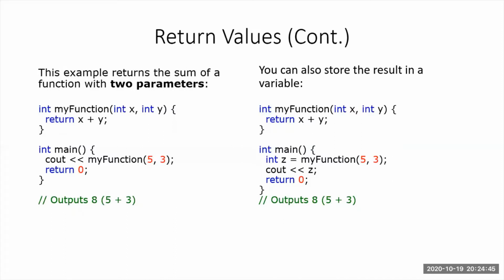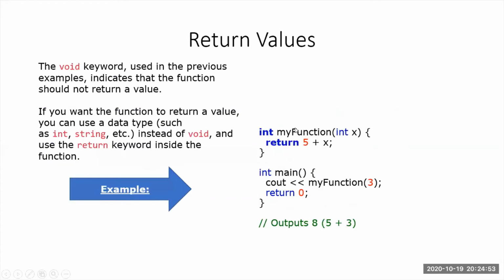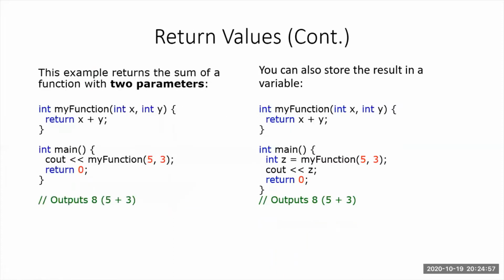Okay, so in this example here, we return the sum of a function with 2 parameters. So we have my function, instead of hard coding 5, we're allowing the user to enter the 2 numbers actually. Okay, so we replaced 5 with y. So now we can allow the user to enter the 2 dynamic values without having the values hard coded in the code of the program.